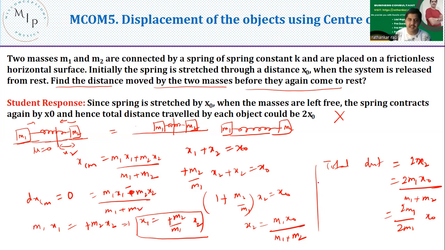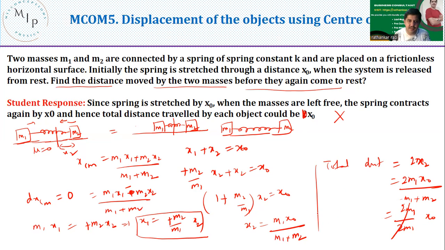And each object, I'm sorry, it's not 2x0. Each object would have traveled a distance equal to x0, which means if the masses were the same, then your logic would have been correct. But since the masses are different, your logic is incorrect. So this is the misconception. You should start solving the problems in this method.